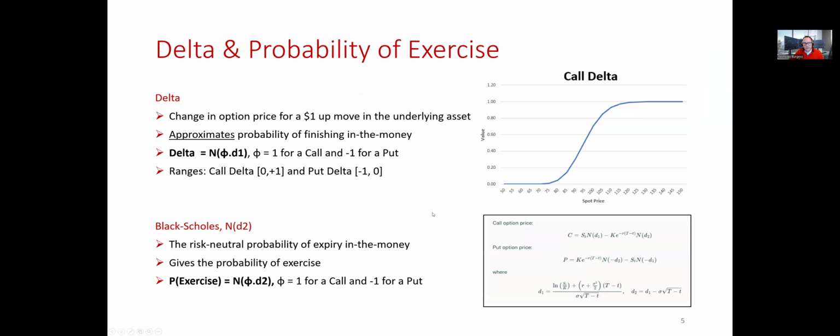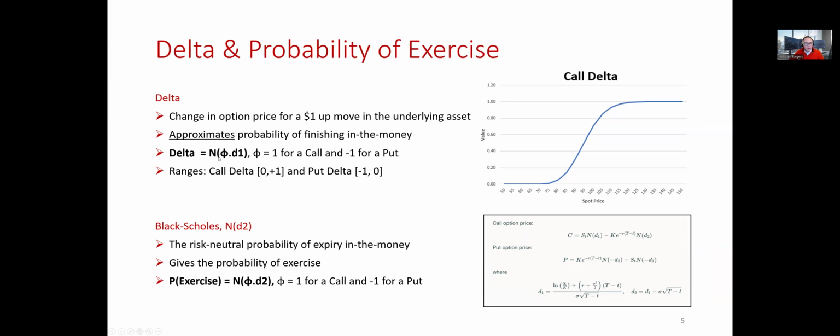Now, before we proceed, we need to talk about delta and the probability of exercise. That's actually very useful for trading. Delta measures the change in the option price for a $1 move, or a 1 unit move up, in the underlying asset. It approximates the probability of finishing in the money. It's not the probability of finishing in the money, but it's close to it.